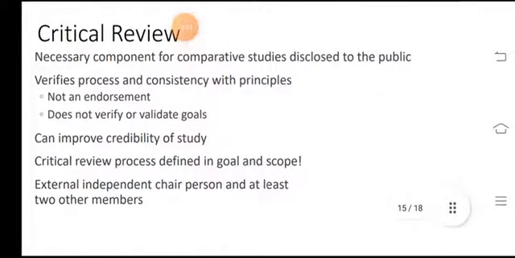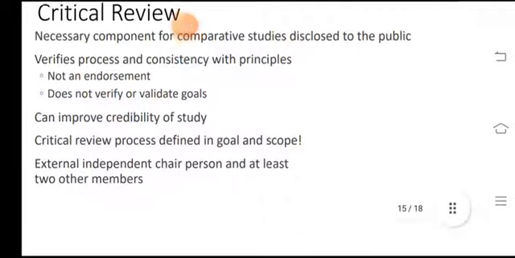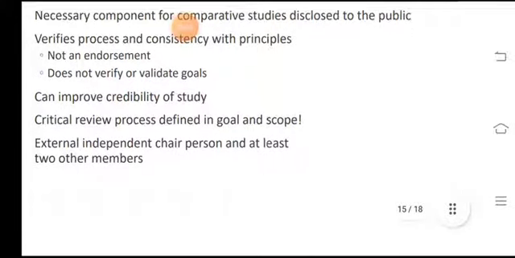Then we are concerned about the critical review, a necessary component of the comparative studies. Disclosed to the public, verifies process and consistency with the principle. So not an endorsement, does not verify or validate goals, can improve credibility of the study. So these are just critical reviews. These are not the endorsements. It does not verify or validate our goals, but it only improves the credibility of the study.